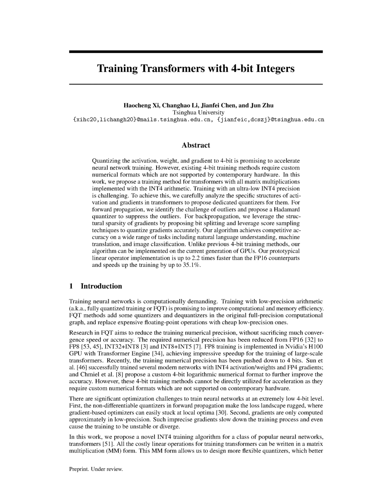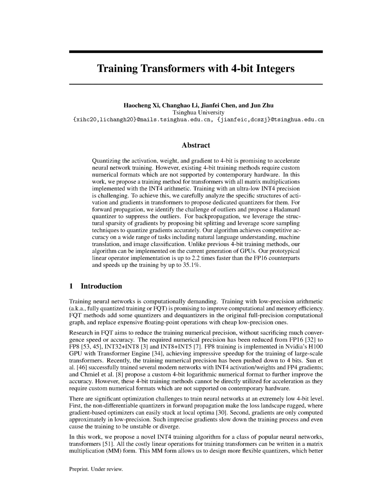For example, Sun and others successfully trained several modern networks using 4-bit integer activation, weights and 4-bit floating point gradients. Camille and others proposed a unique 4-bit logarithmic numerical format to enhance accuracy. However, these 4-bit methods can't be directly used to accelerate the process as they require unique numerical formats that are not supported by the current generation of hardware.